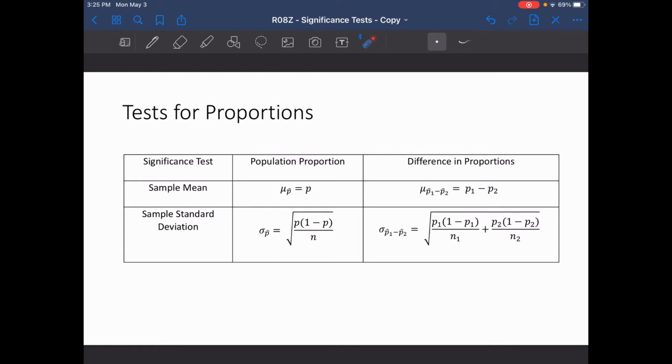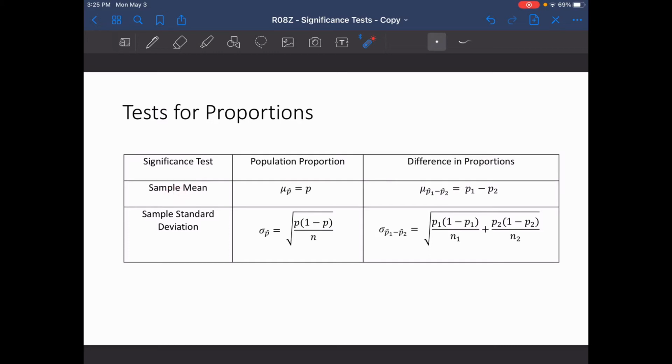So we have two different kinds of proportions that we can look at. If we're given just one proportion in the problem, then we're just running a test for one proportion. If we're given two proportions in a problem, then we're running a test for a difference in those two proportions.